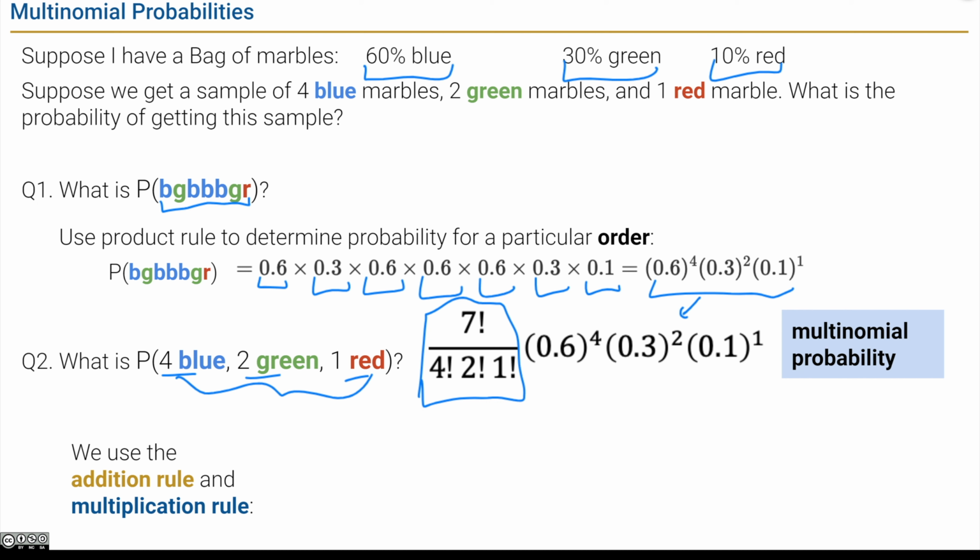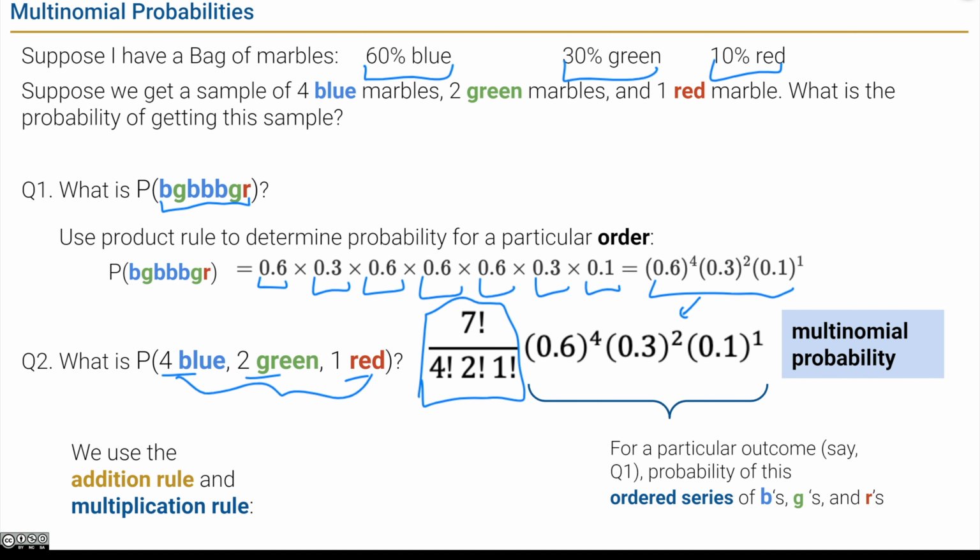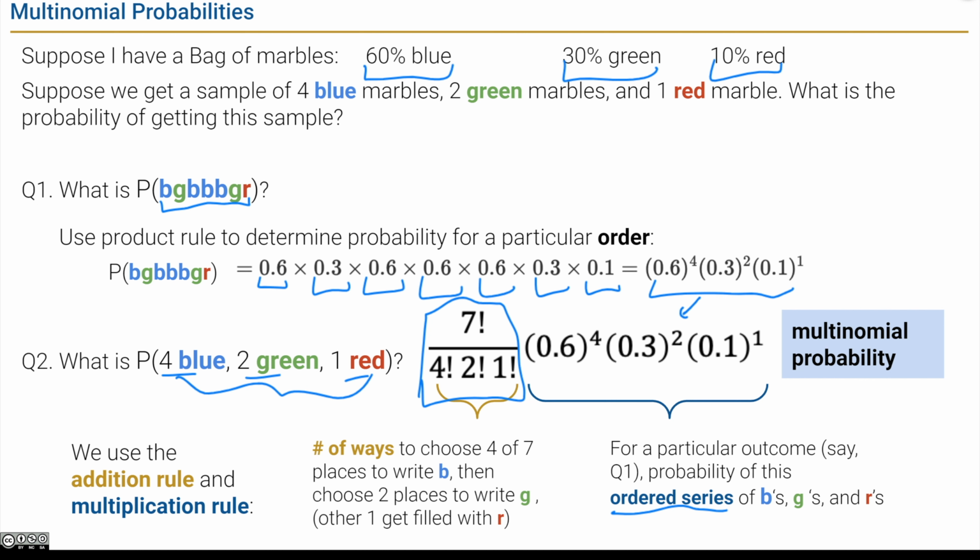And notice I am using both the addition and the multiplication rule because I'm saying for a particular outcome, say what I had in Q1, here's the probability of this ordered series. And I did that using the multiplication rule. And then the addition rule comes in because I now need to add up the number of ways. To do that, I'm thinking, well, I have 7 factorial in terms of all the possible ways that I can order 7 different things.